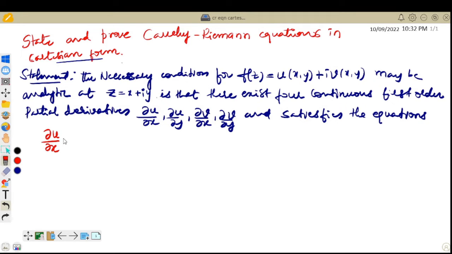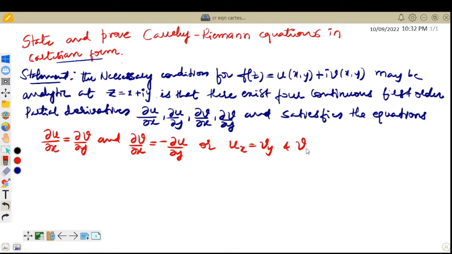∂u/∂x = ∂v/∂y and ∂v/∂x = -∂u/∂y, or simply you can also write it as ux = vy and vx = -uy. Okay, this is the statement of Cauchy-Riemann equations in Cartesian form.